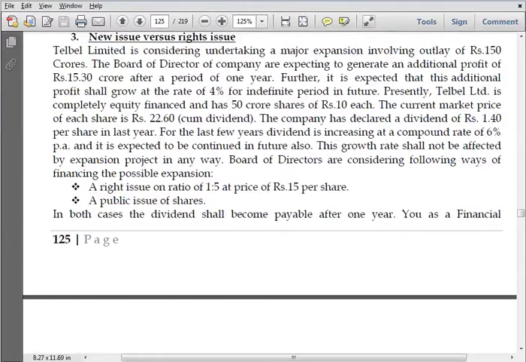So I'm going to generate 15.3 crores profit after 1 year. Perpetuity is always valued a year in advance. So we are going to generate 15.3 crores in the first year. Today's value of that project, the present value of inflow, is 15.3 divided by cost of equity minus growth rate.